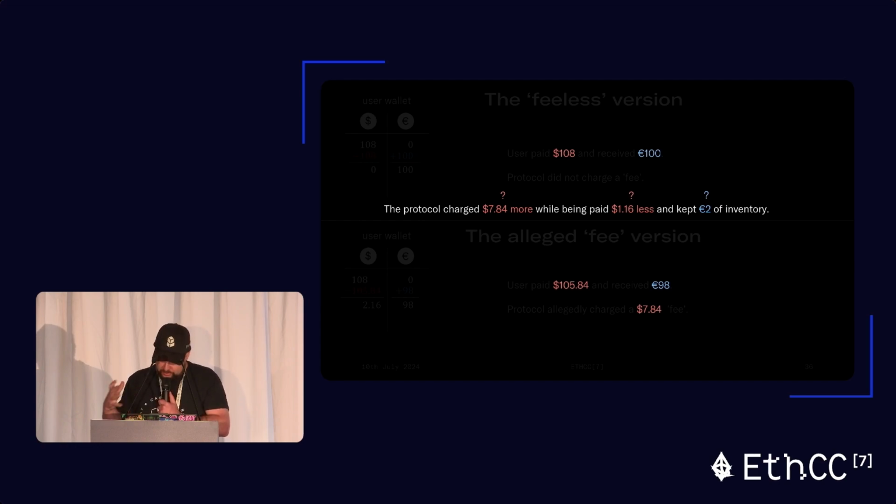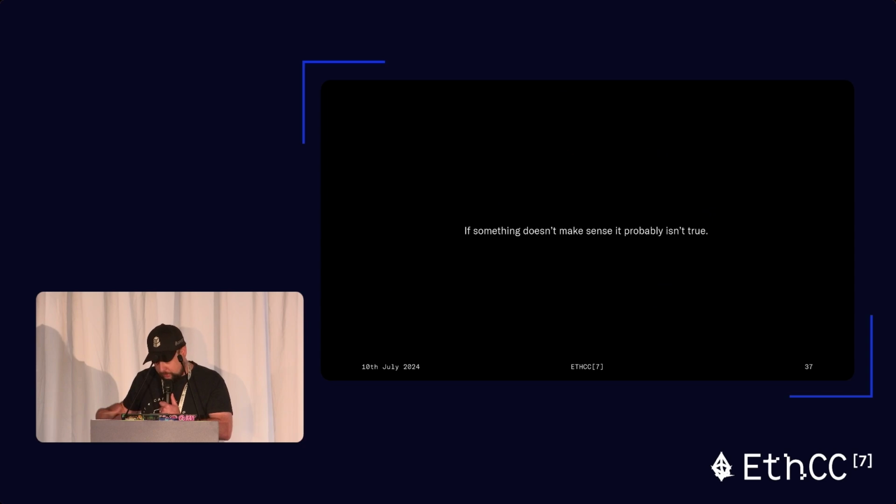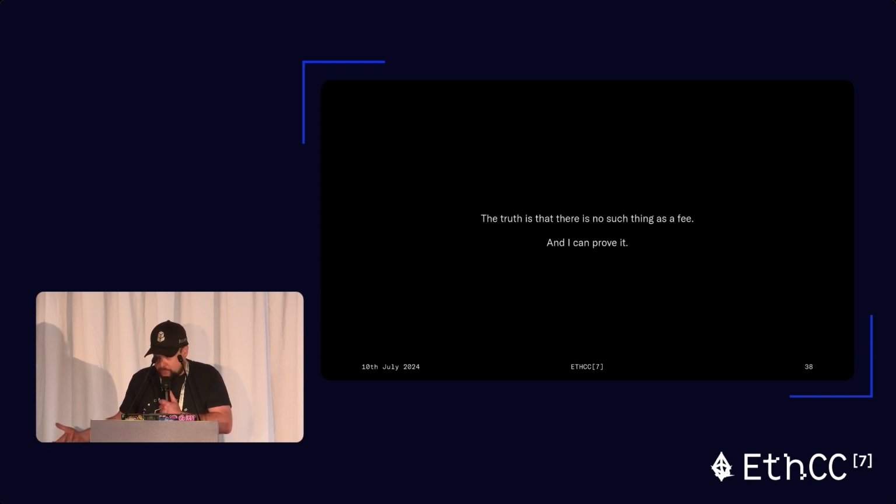And I think that we are on the cusp of a very dangerous sort of paradigm where all meaning is now completely lost, right, in everything that DeFi is doing. And I think the longer we continue to pursue these kinds of cheap thrills, the more detrimental it's going to be for our industry. So the take home here is that if something doesn't make sense, it probably isn't true. And what I'm telling you today is that there is no such thing as a fee. In fact, for any exchange, there's no such thing as a fee because you have to price in the supposed fee as a part of the transaction cost.